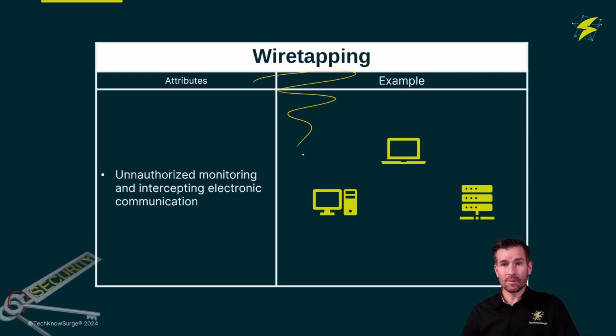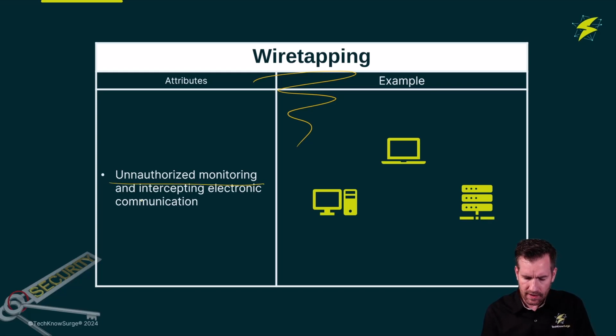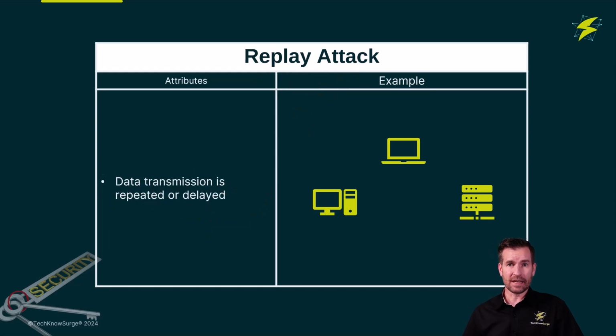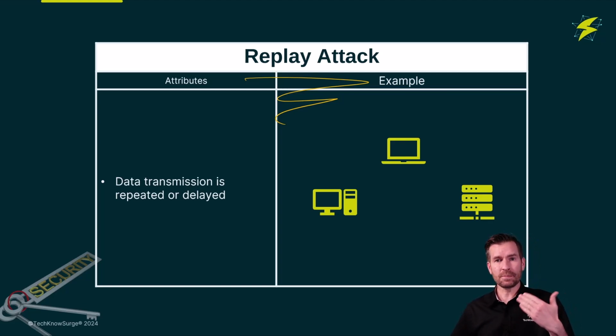Wiretapping is a form of eavesdropping. Specifically, it's about unauthorized monitoring and intercepting of electronic communication. Where eavesdropping can be a little more general than that, this is specifically around electronic communication. Eavesdropping can also lead to replay attacks. A replay attack is when some device replays a certain part of the communication to do something like gain access to another system or create some sort of delay.